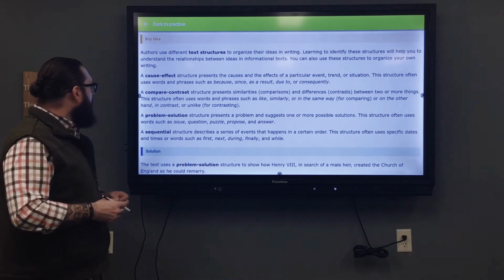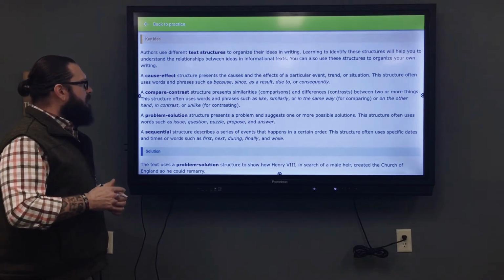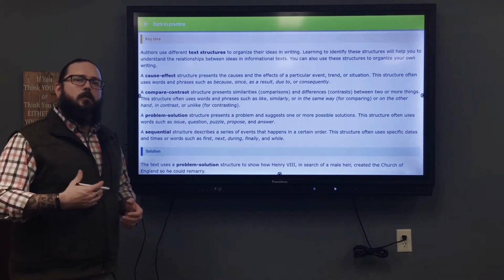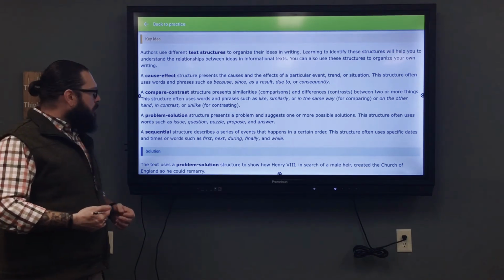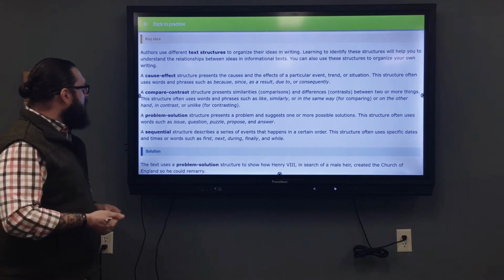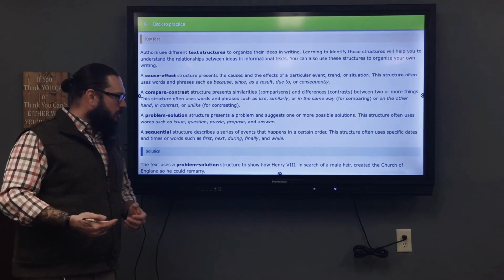outlined. The problem-solution structure presents a problem and suggests one or more possible solutions. Some signal words to be familiar with for problem solution include issue, question, puzzle, proposed, and answer.